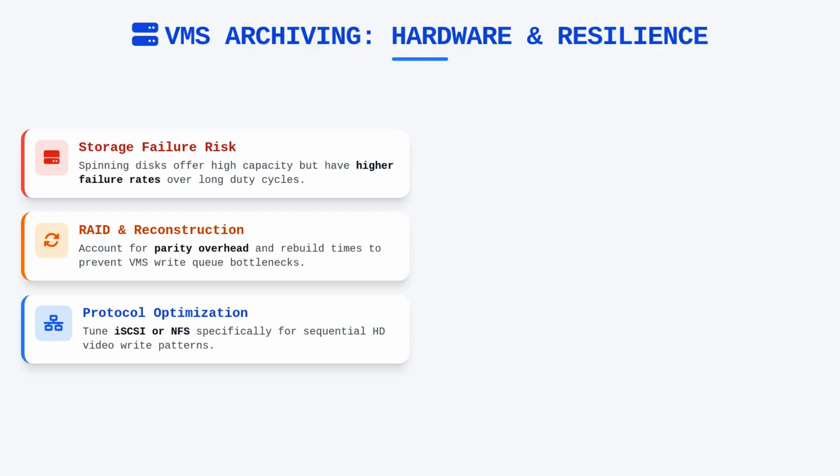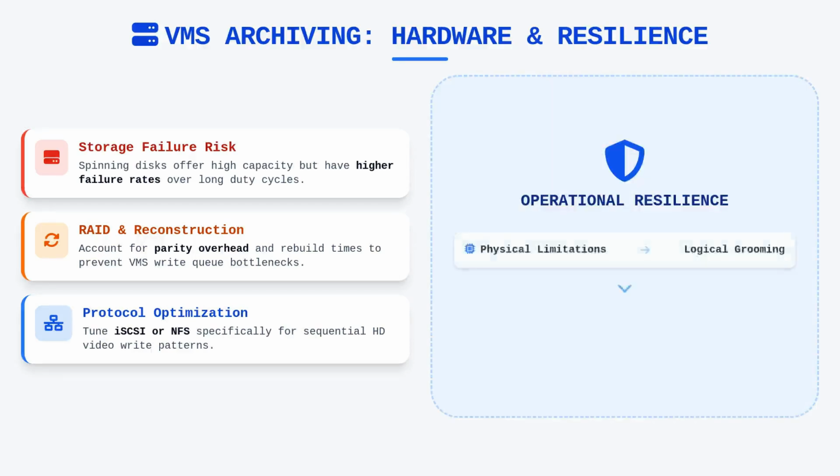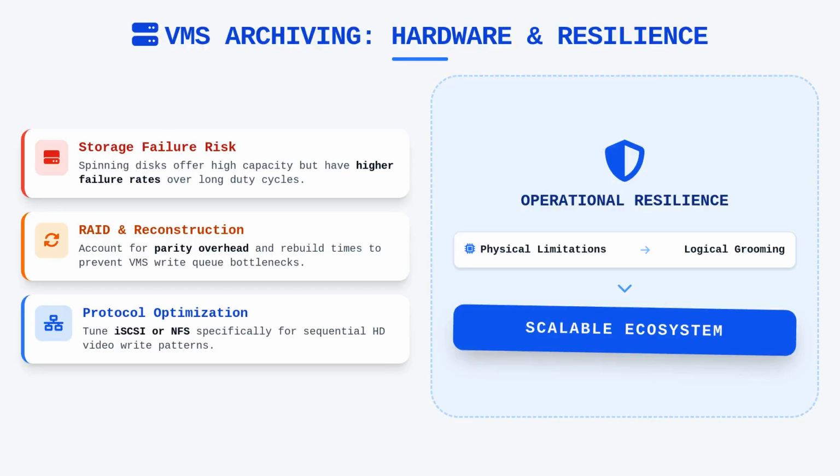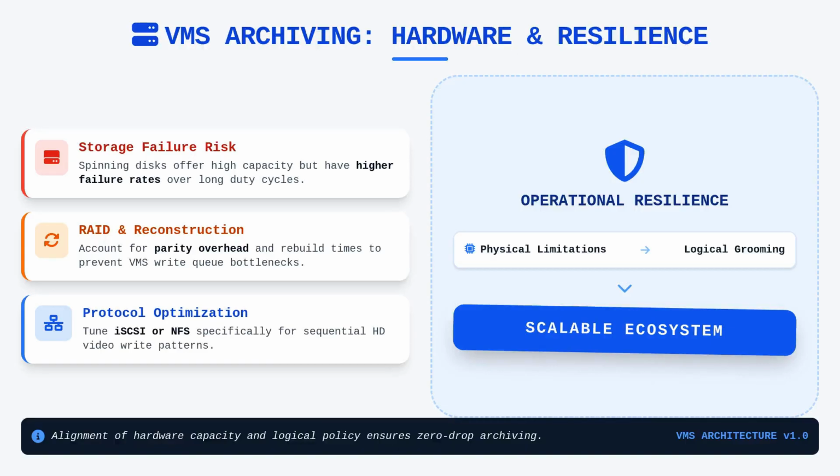It is also vital to verify that your NAS or SAN storage protocols, whether iSCSI or NFS, are tuned to handle the sequential write patterns of high-definition video streams. By aligning the physical limitations of your storage hardware with the logical data grooming policies of the VMS, you build an ecosystem that is both scalable and operationally resilient against the high volume of incoming data.